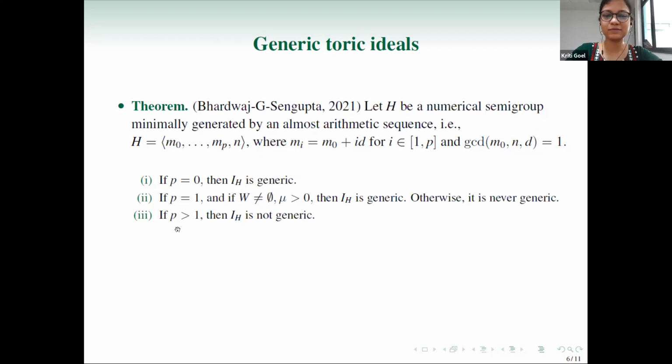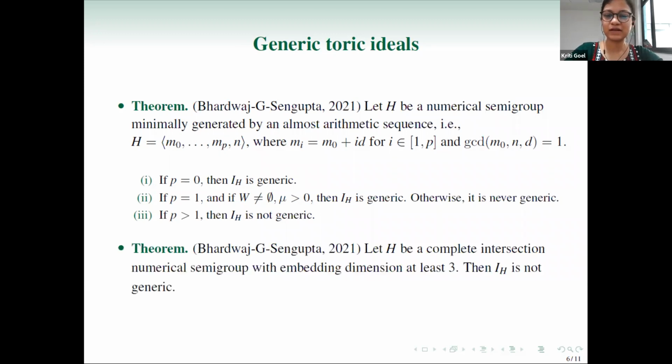The last thing we prove is that if we have p strictly bigger than 1, in particular, if the embedding dimension is strictly bigger than 3, then we prove that in the case of the special class of numerical semigroups, the defining ideal of the semigroup ring is never a generic toric ideal.